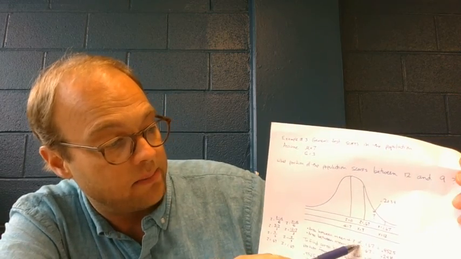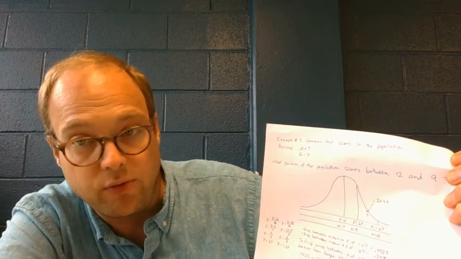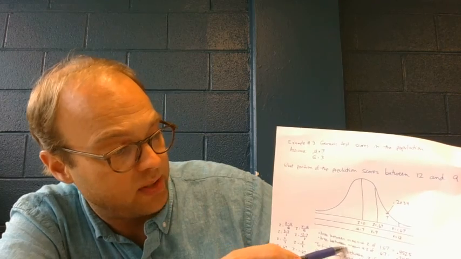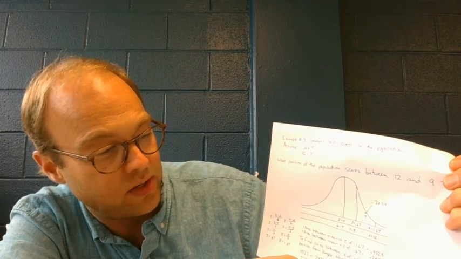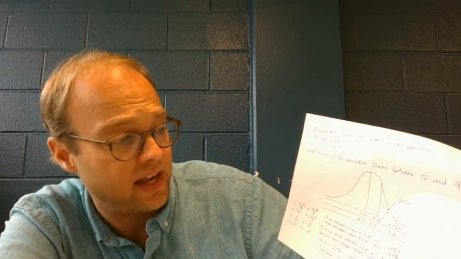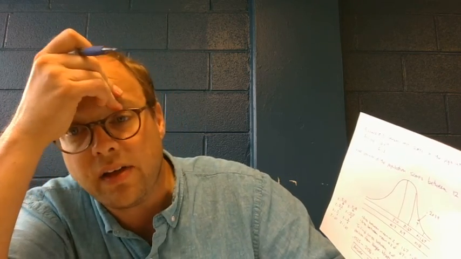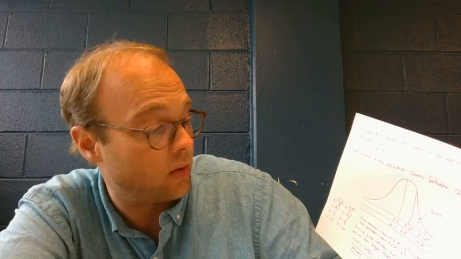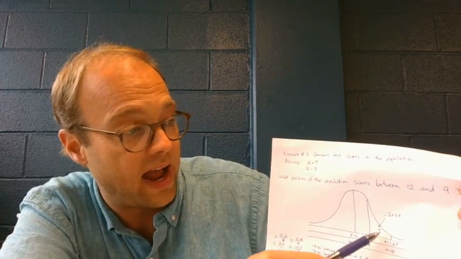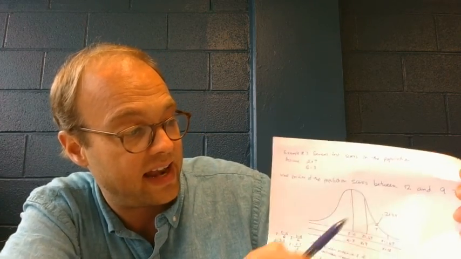The area between the mean and a z of 1.67 is 0.4525. The area between the mean and a z of 0.67 is 0.2486. All I got to do is take 0.4525 minus 0.2486, and I get a proportion of 0.2039. That's how large this portion is. That answers that question. What is the question? The question is, what portion of the population scores between 12 and 9 or 9 and 12? And the answer is 0.2039.